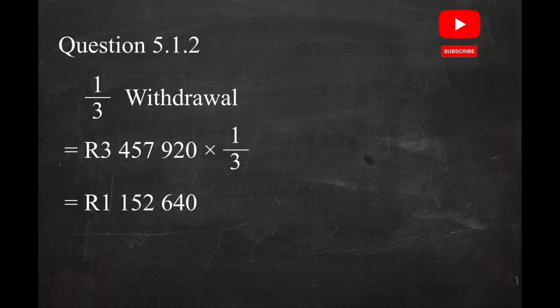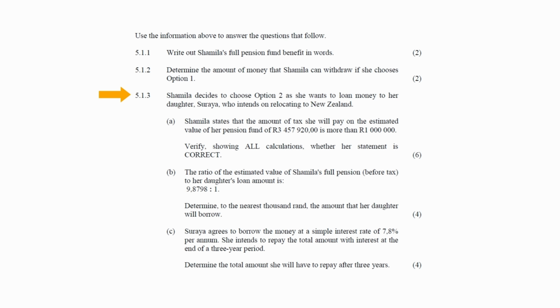1,152,640 Rand. In question 5.1.3, Shamila chooses to withdraw 100% of a full pension fund benefit and she wants to loan money to her daughter. In 5.1.3a, Shamila stated that the amount of tax you will have to pay on the estimated value of a full pension fund is more than 1 million Rand. You will have to verify, showing all calculations, whether the statement is correct.